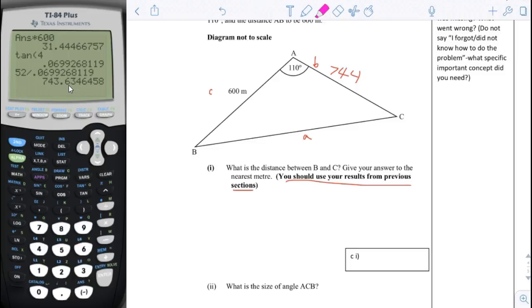They want us to find A. And we know C, and we know B, and we know angle A. So, can we use law of sines? We cannot use law of sines, and the reason why is because we don't know this opposite pair, right? We don't know this opposite pair, because we don't know the angle, right?